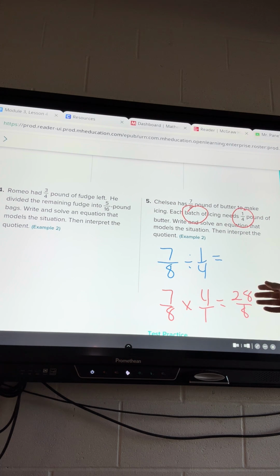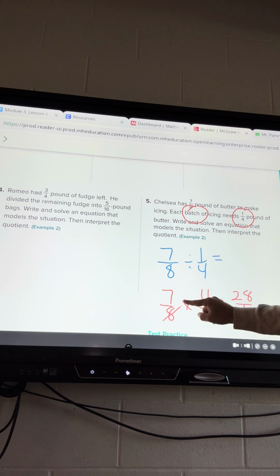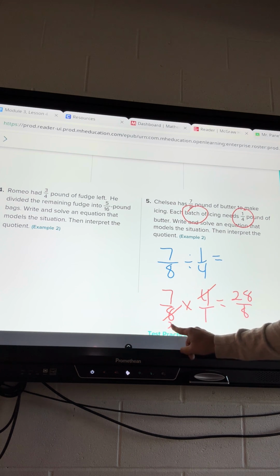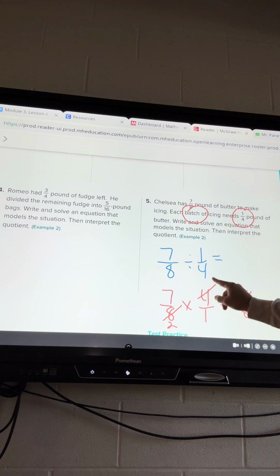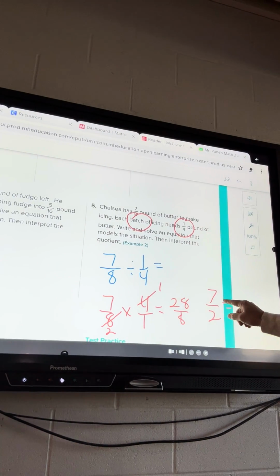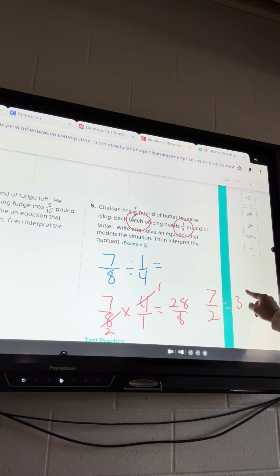If we change 28/8 to a lower term fraction, and again, remember, we could do that here if we wanted to, we could cut this by dividing both of these by 4. We can make this 2, and we can make this a 1, and then you would get 7/2, which might be easier in the long run. 7/2 as a mixed number would be 3 1/2.